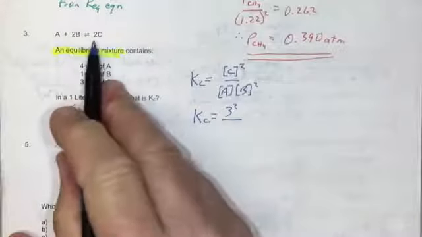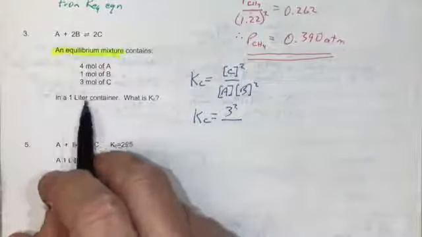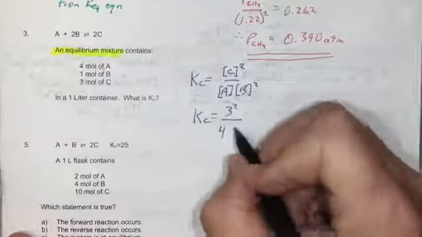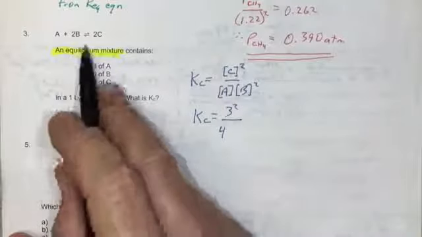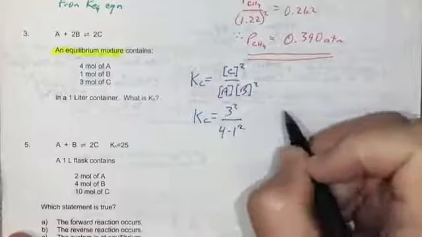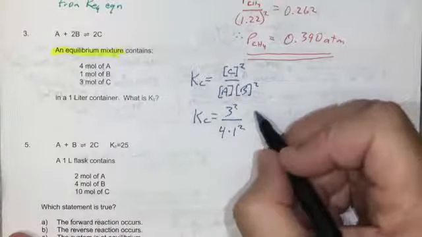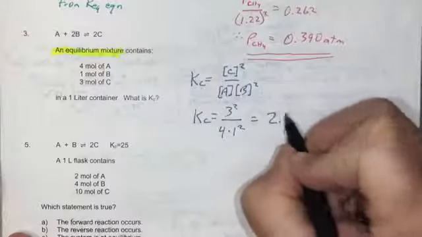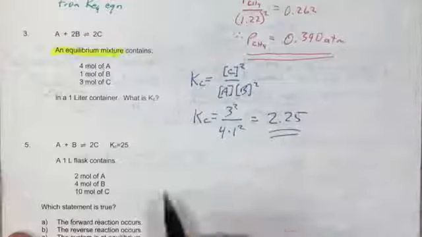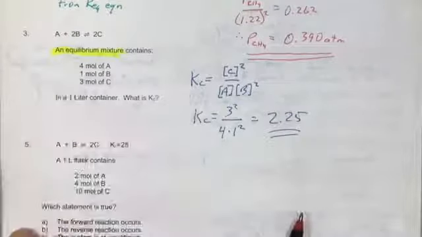I have to square it because the coefficient is 2. Divided by the concentration of A, well, we have 4 moles of A in a 1 liter container, so that's 4. And the concentration of B is 1 mole in a 1 liter container, so that's 1 squared. And so when we multiply that out, we're going to have 3 squared divided by 4, which calculates out to be 2.25. Again, I do not need an ICE equation because it's already at equilibrium.